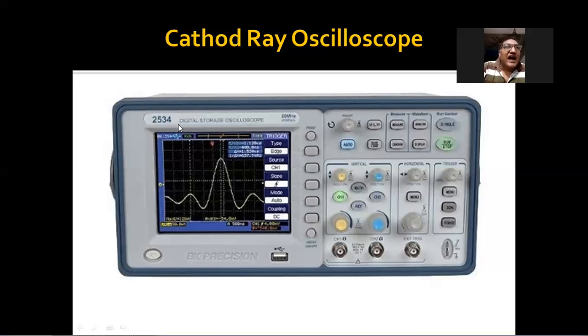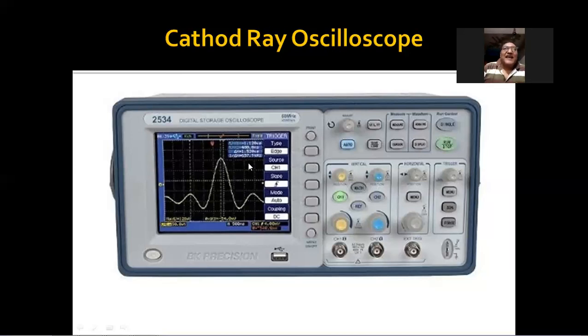This graph, which is shown on the screen, has two axes. One is the y-axis, on which the voltage is represented, and the other is the x-axis, on which time is represented. So this machine makes the graph of the electrical signal.